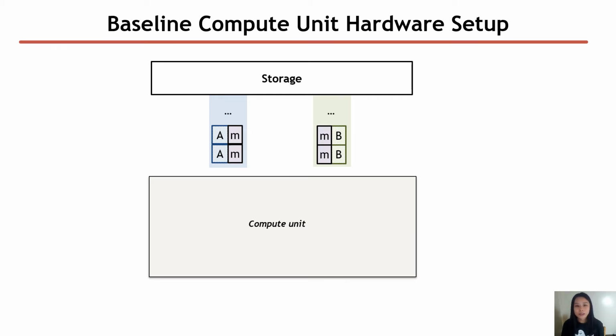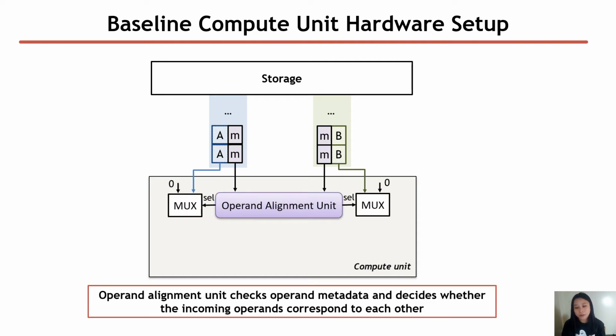Okay, we have been talking about storage for a while, but we also have a compute unit in our architecture. So let's quickly talk about how we want to analyze the compute unit. We have the storage level, as we discussed before. We also have this compute unit. Let's imagine that we have two channels sending the operands A and B with their associated metadata from storage to compute. Our baseline compute unit modeling has two parts.